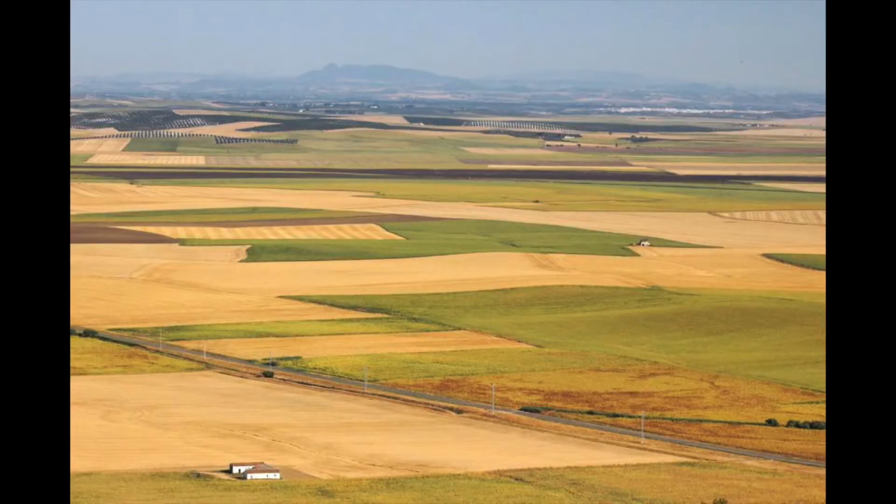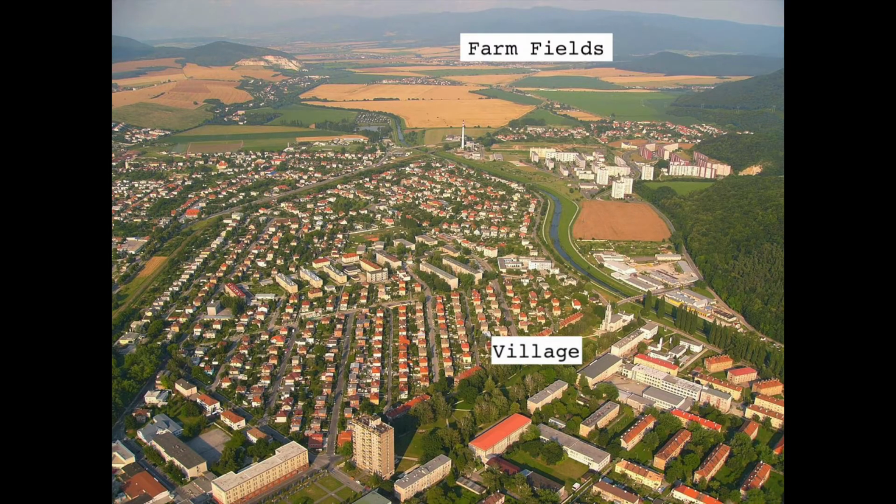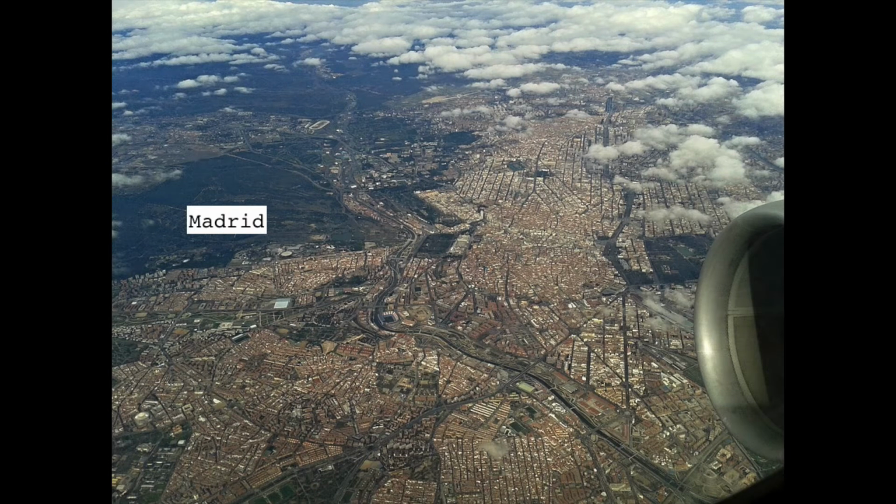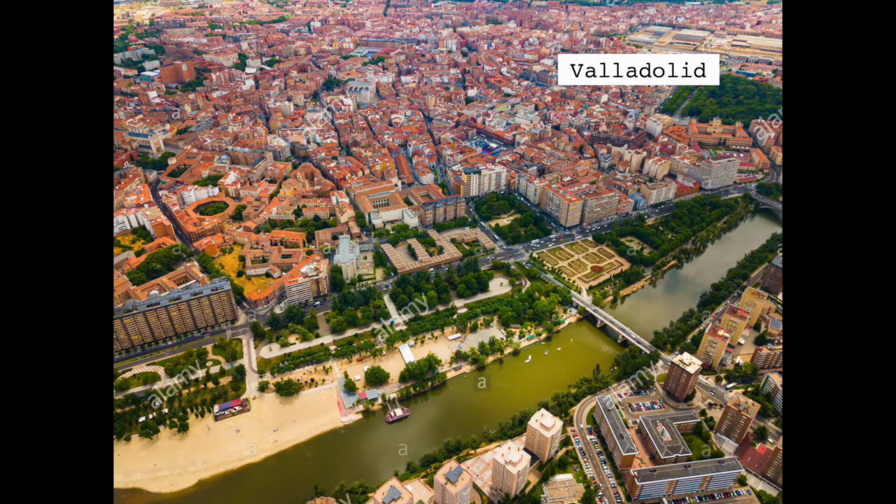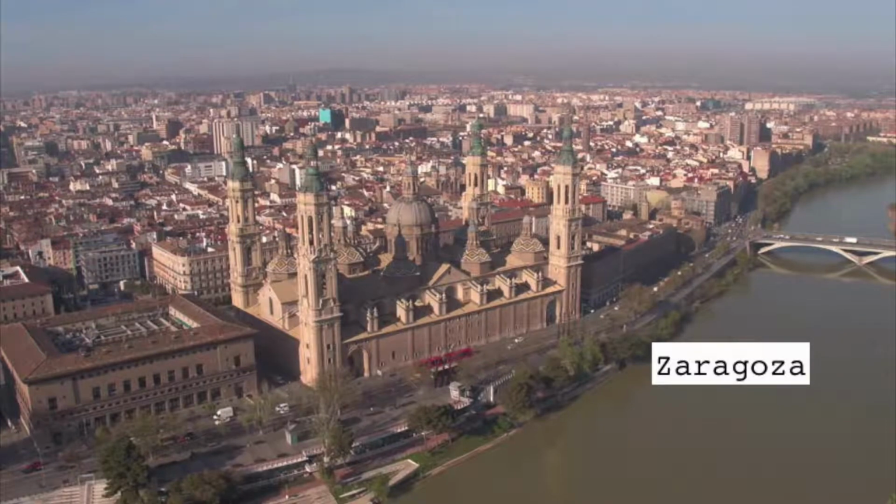The main type of human activity that we see on the inland landscapes is farming. These landscapes are transformed by farming. There are villages between farm fields. There are also large towns like Madrid, Valladolid, and Zaragoza.